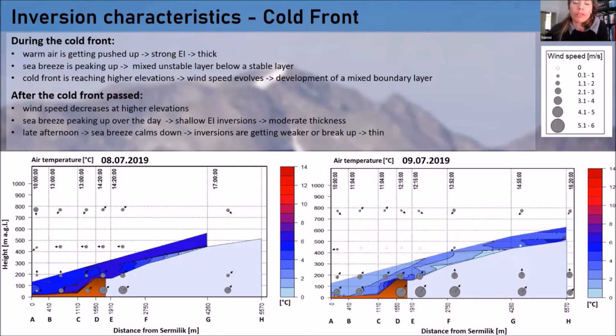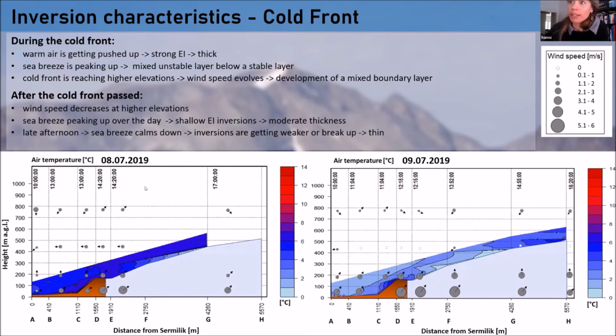During the cold front, the warm air is getting pushed up, and this creates strong elevated inversions with a high magnitude. While the cold front passes, the sea breeze is picking up. And this condition creates a mixed unstable layer below a stable layer. As soon as the cold front reaches the higher elevations, at the weather station Sissimore, the wind speed picks up to one of the highest during the field campaign. And this, of course, encouraged the development of a mixed low boundary layer with really weak inversions.